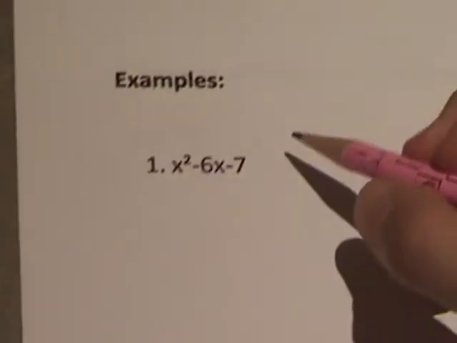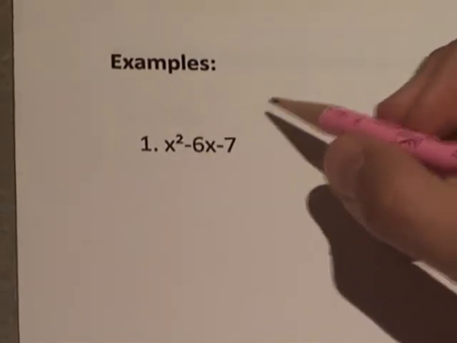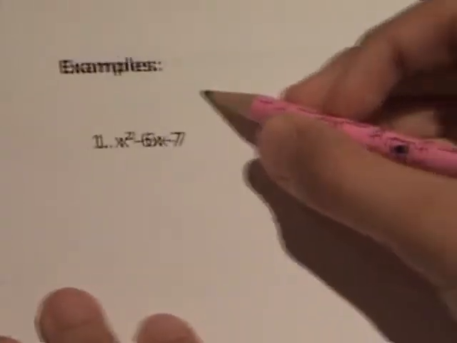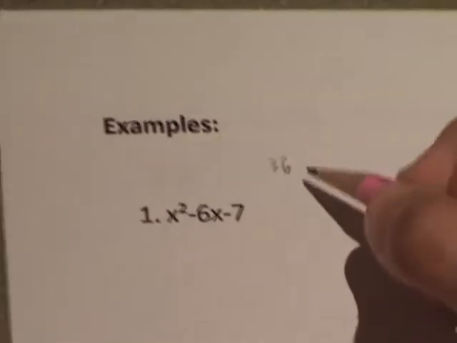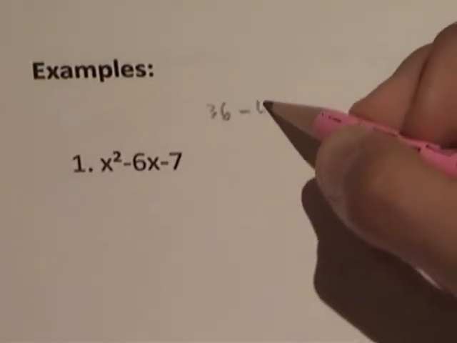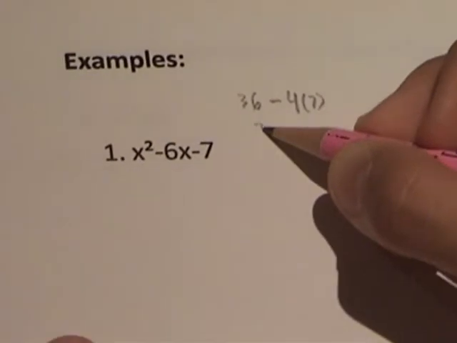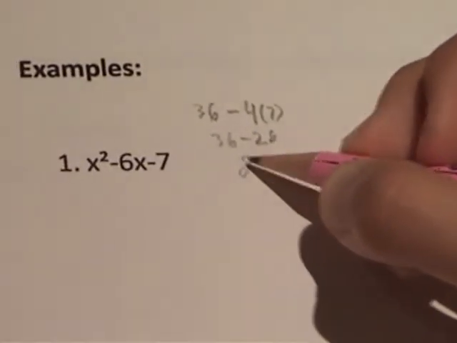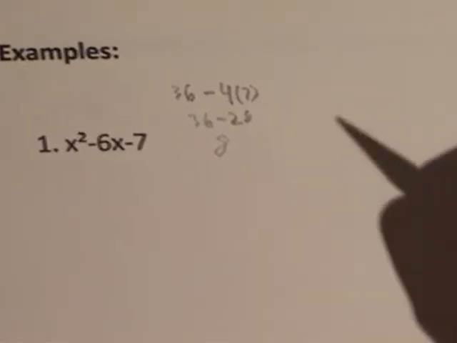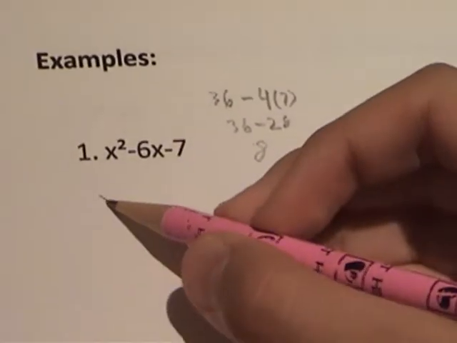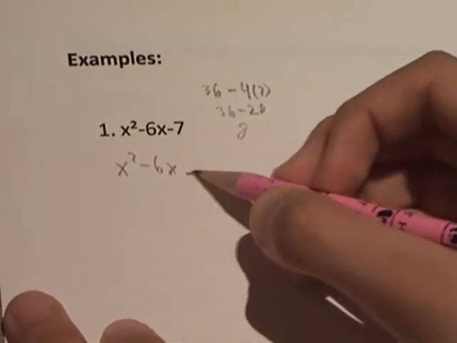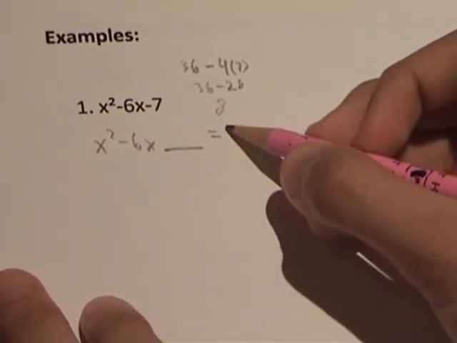Now, with this, now we're going to check this in the discriminant. Negative 6 squared is 36 minus 4 times 7, 36 minus 28, 8. No, wait. That is not a perfect square. So x squared minus 6x, I'm going to leave a blank to fill in the number, equals 7.